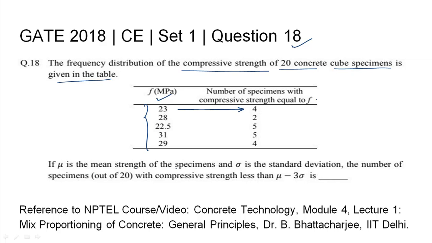If mu is the mean strength of the specimens and sigma is the standard deviation, the number of specimens out of 20 with compressive strength less than mu minus 3 sigma is. The relevant NPTEL reference has been cited. So if we are given 3 categories of concrete cubes whose compressive strengths are given as F1, F2 and F3, and the number of such cubes has been given as N1, N2 and N3.